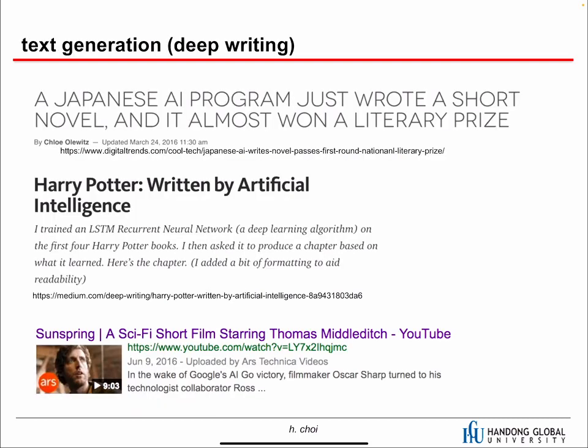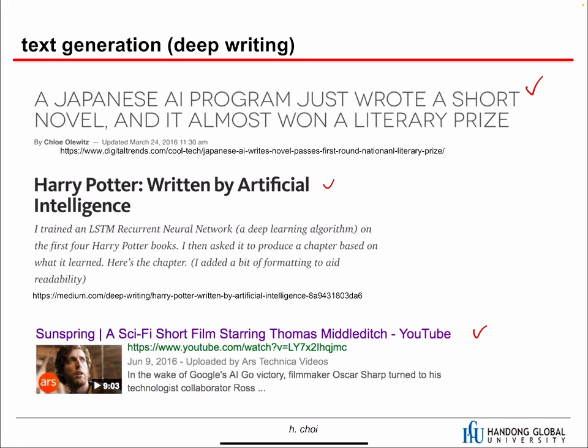And the next one is text generation. In Japan, an AI program wrote a short novel and it almost won a prize. And also, when we train the neural network with the Harry Potter chapters, it can write a chapter. Okay, that's quite interesting.